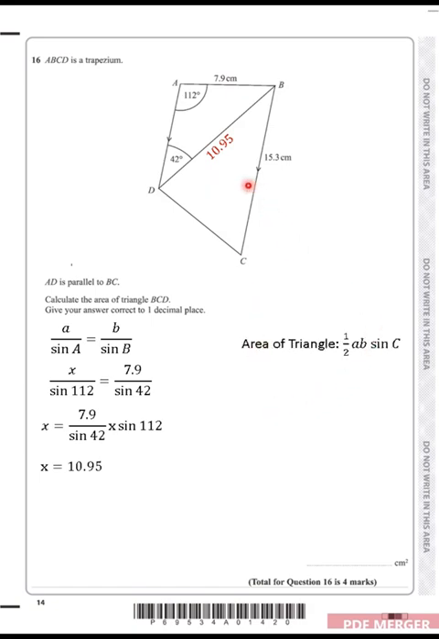Now to work out the area of the triangle, because this is not a right angle triangle, the area of any triangle is equal to a half ab sine C. We know the two sides, and if you notice, this forms an alternate angle. If this angle is equal to 42 degrees, this angle is also equal to 42 degrees because of alternate angles. So a half multiplied by 10.95 multiplied by 15.3 multiplied by sine 42. In the calculator, this is equal to 56 centimeters squared to 1 decimal place.